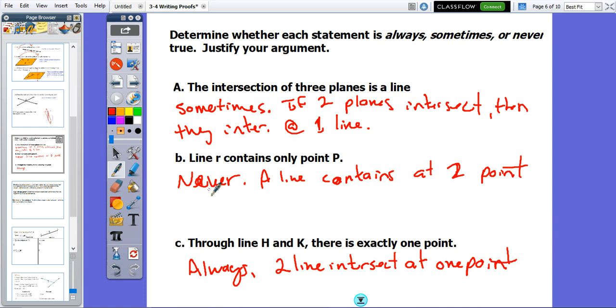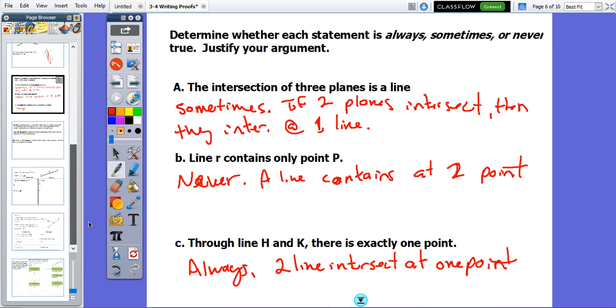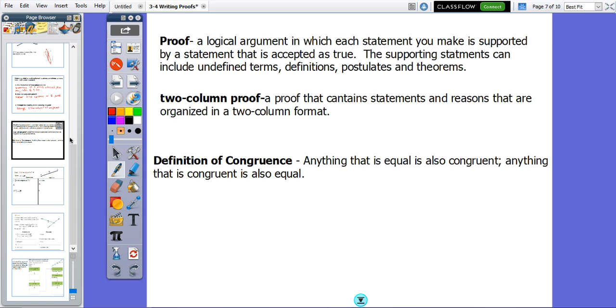So you'll have to go ahead and write sometimes, always, and never in the justification for that. All right, so let's get into the actual proof part. So as you're taking notes, I told you don't worry about writing these two. This is just there so we can kind of discuss it over. So again, our proofs are just arguments. Okay, they're arguments in which we give statements, and then we also have supportive statements that support our answer to be true.